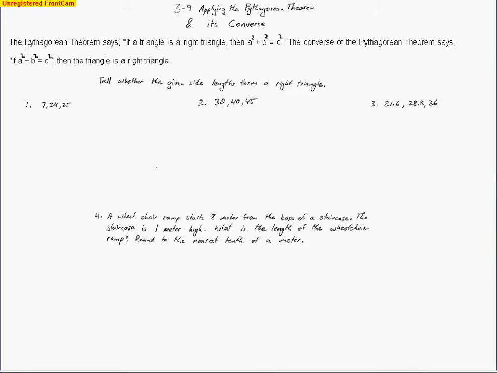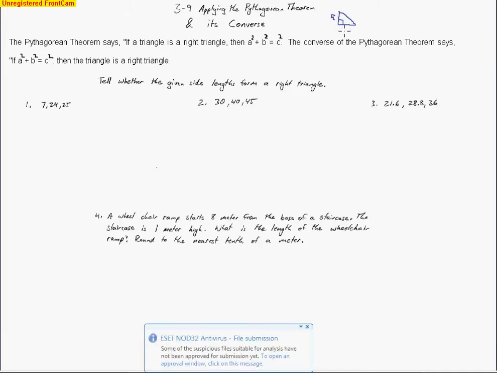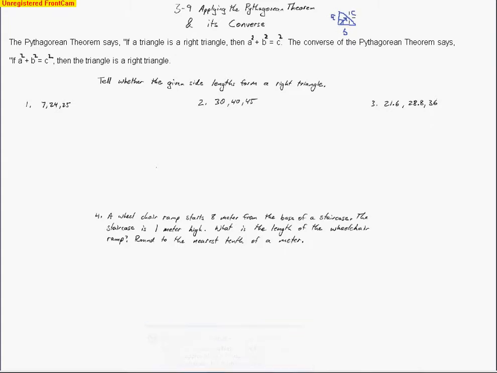So it says right up here, the Pythagorean theorem says if a triangle is right, then the square of the two legs being added together equals the square of the hypotenuse. So if we look at a triangle here, we've got a right angle, and the two sides connected by the right angle are a and b. The side opposite the right angle is c. And if we square the two sides connected by the right angle and add them together, it'll equal the square of the hypotenuse, the longest side.